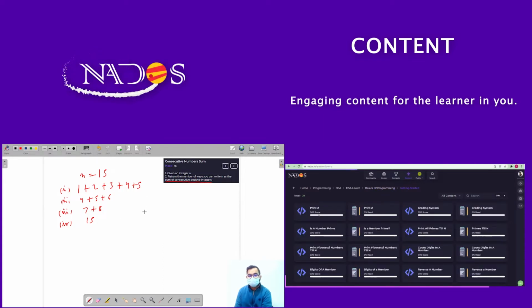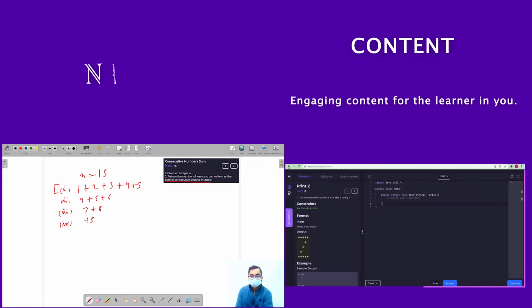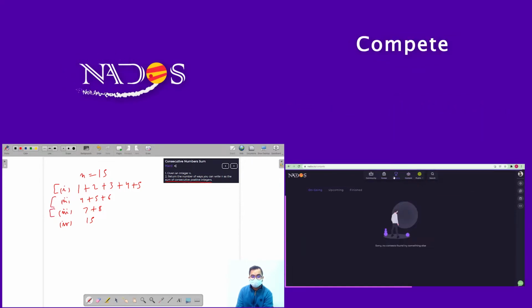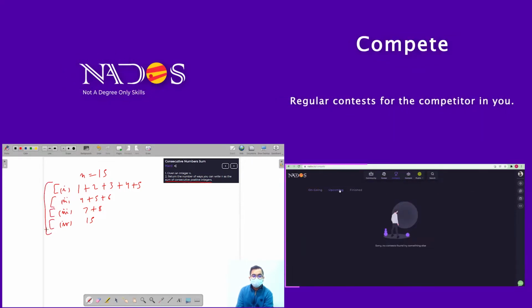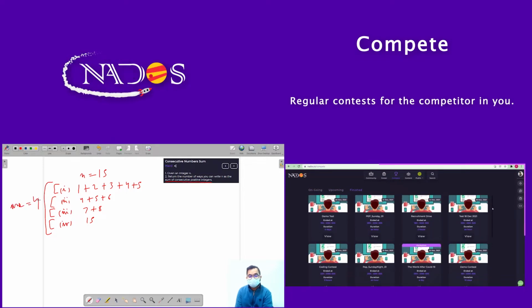Now you can see we don't need to find the entire sequence. We don't need to find 1 2 3 4 5, 4 5 6, 7 plus 8, or 15. We just need to count the number of ways. So how many ways are there? 4 ways are there. So this 4 is going to be my answer.